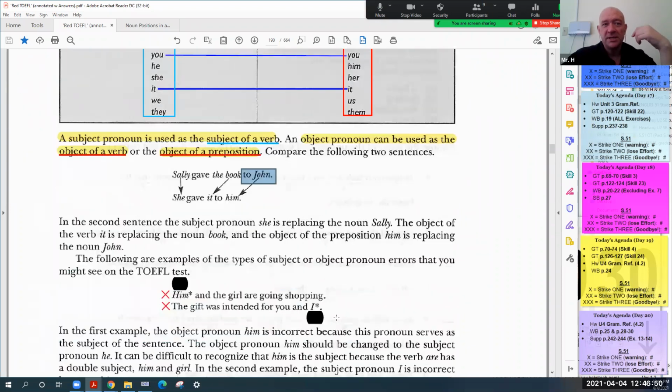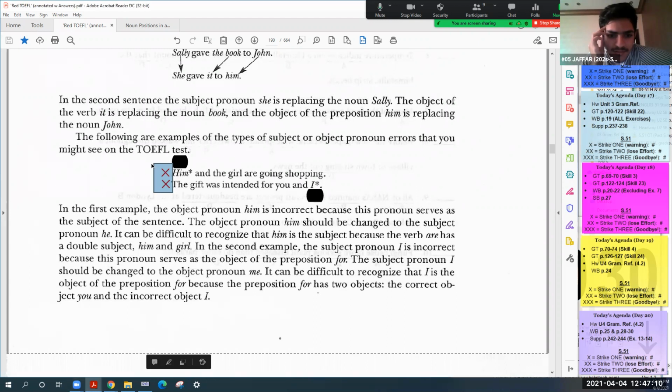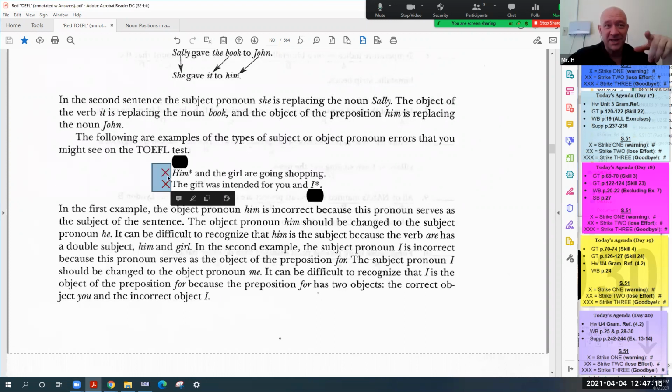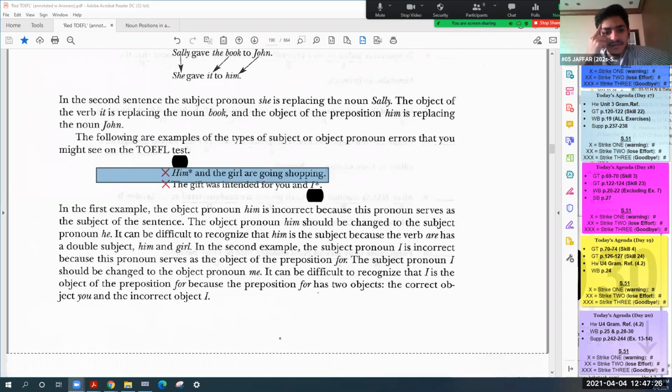Okay. All right. So now let's look at this example down here. All right, Jaffer. Now, can you guess why I put two X's? I'll give you one guess. Why is there an X here and here? It's wrong. Okay, there you go. Do the first one. Him and the girl are going shopping.